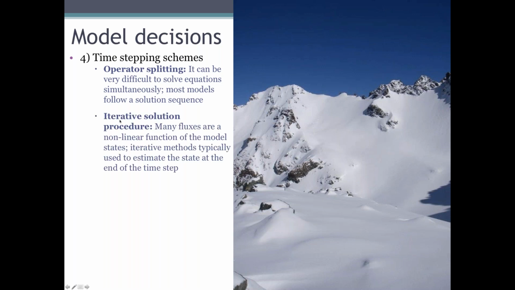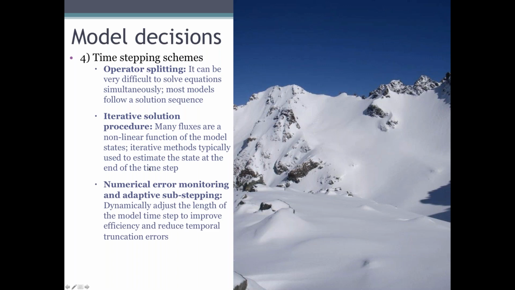Do you adopt an iterative solution procedure? So many fluxes are a nonlinear function of the model states. So iterative methods typically are used to estimate the state at the end of the time step. This is a key: if you're changing something, you're going to want to make a step to change the variable and then use the new state variable to check what the step should be. There are a lot of different variations in how this is implemented in models, and we'll talk more about this.